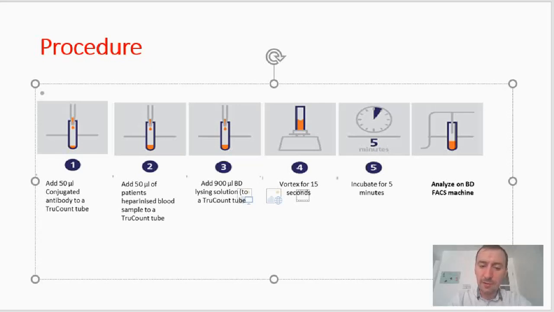They would then subsequently add 50 microliters of patient's heparinized blood sample to the true count tube. And after that, they would add 900 microliters of BD lysing solution to the true count tube. They would subsequently vortex the mixture, let it incubate in the dark for 5 minutes, and after that, the blood sample is ready to be analysed on the flow cytometry machine.